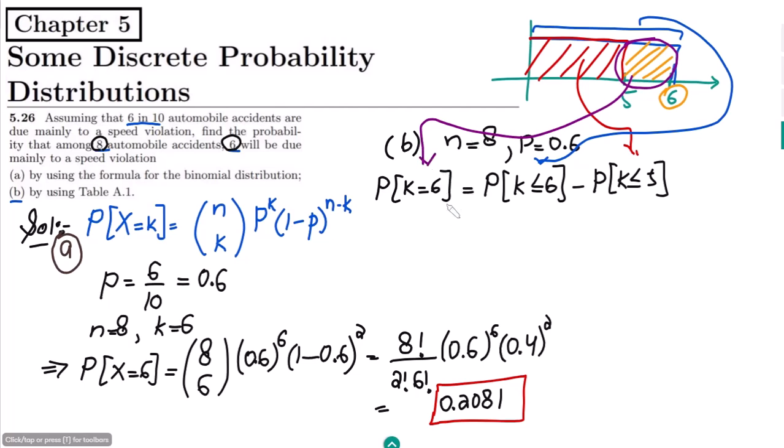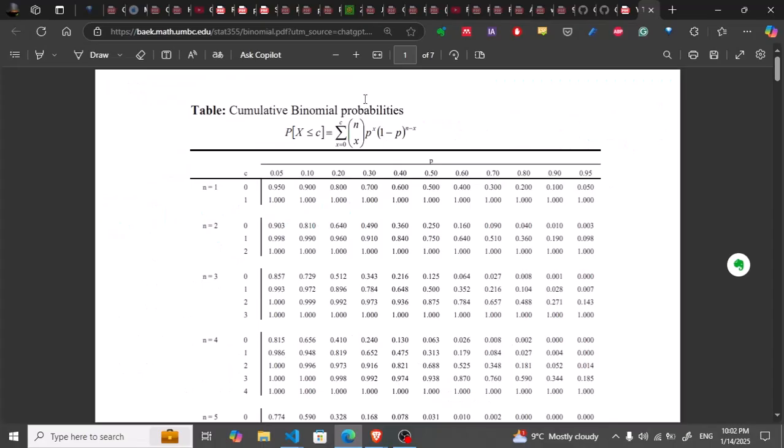But what table do we want to find out? Why did I use this k less than or equal to 6 and k less than or equal to 5? Why not simplify it by using this formulation? Let us first go to the table A.1. So this is basically the table which we were here to use.